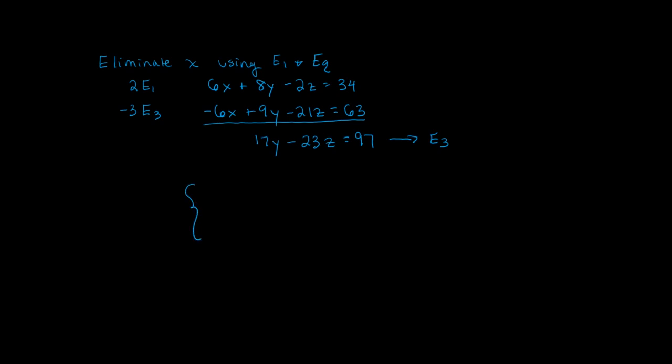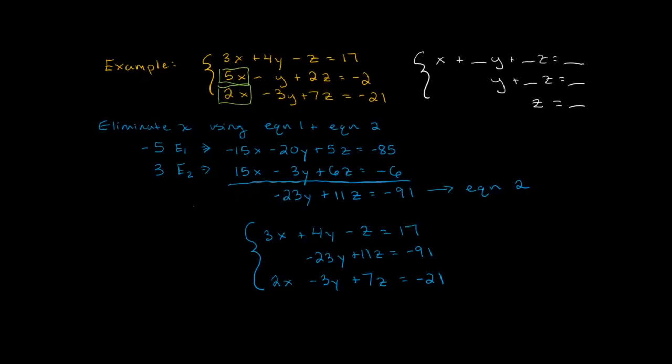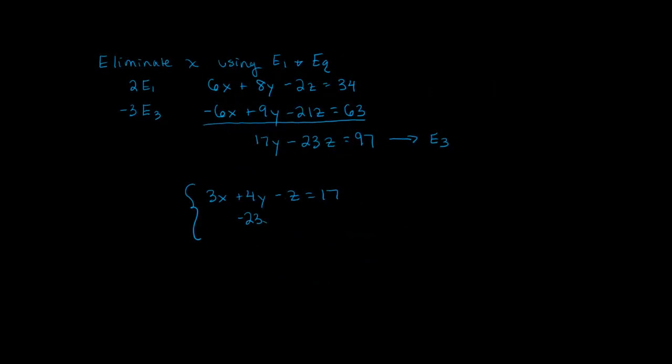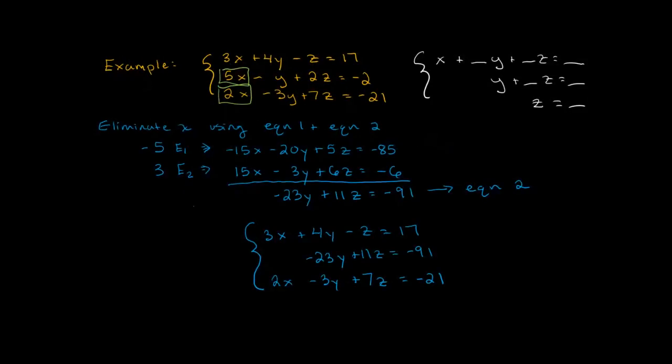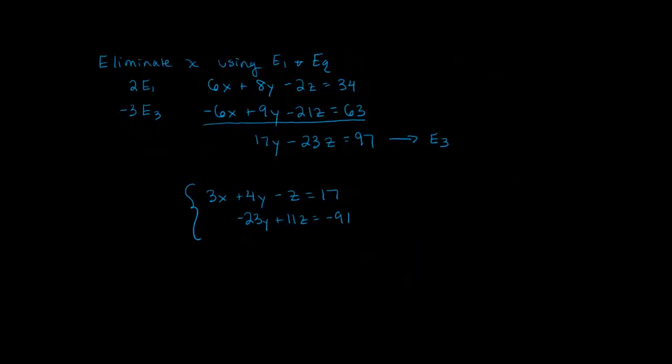So I'm going to rewrite. We had 3x plus 4y minus z equals 17. Our second equation is negative 23y plus 11z equals negative 91. And now we just got 17y minus 23z equals 97.